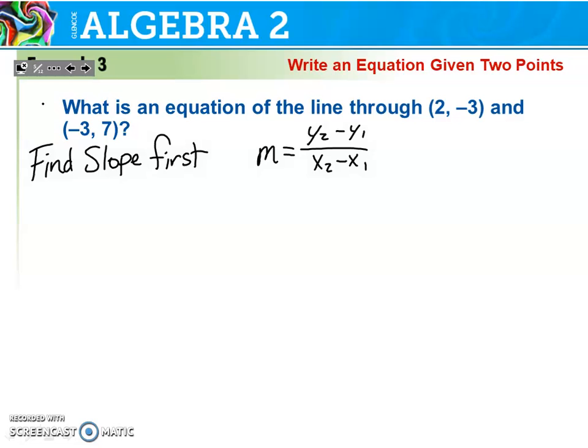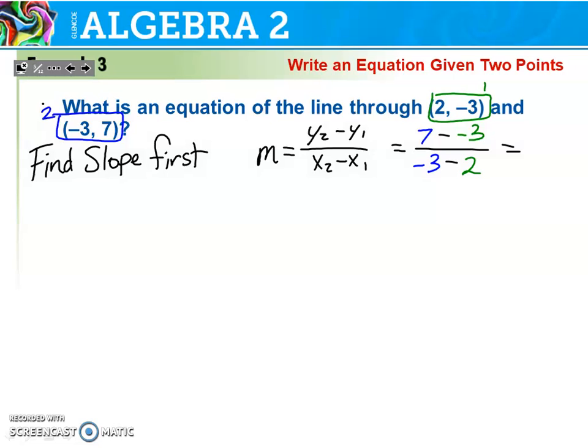Okay, I need to identify what's my first point, what's my second point. I usually make this my first, make this one my second. Okay, it doesn't matter though. We talked about that with that last one. It doesn't matter which one you make first, which one you make second. Okay, our y's are on top. Y's are on top because that's our rise. So we are going to go 7 minus negative 3 over negative 3 minus 2.